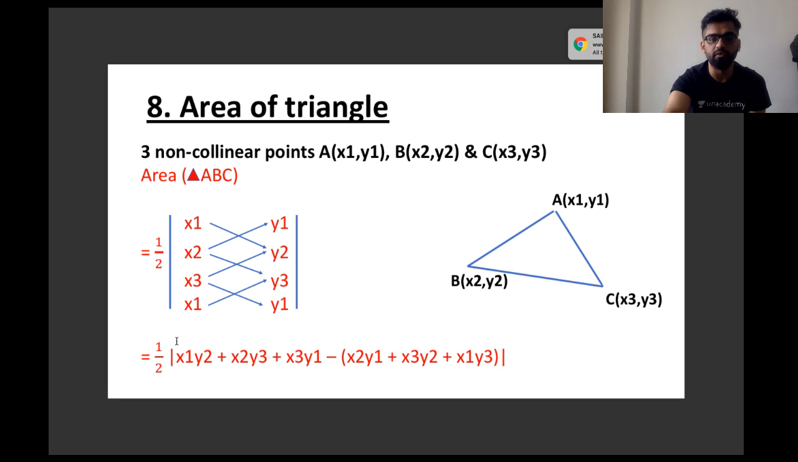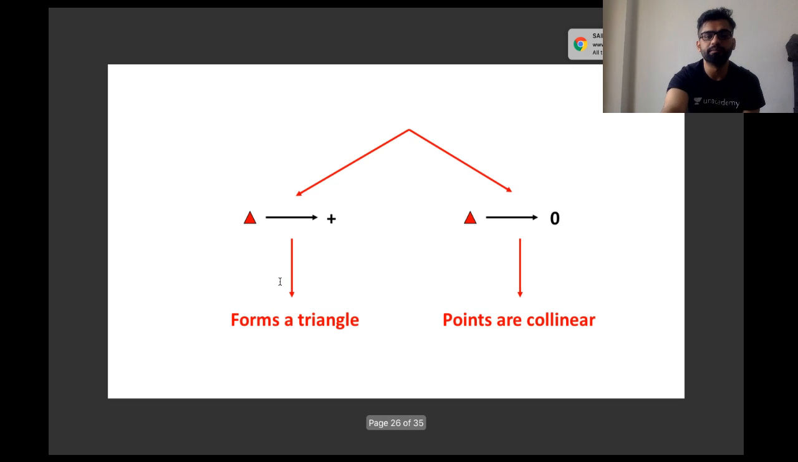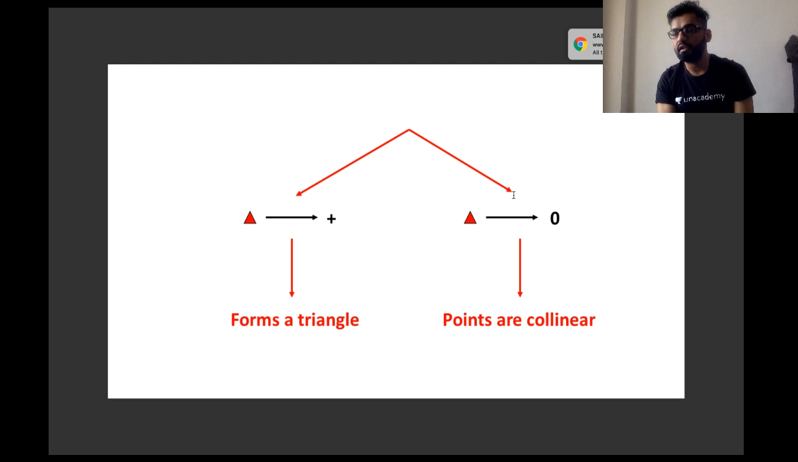So the area is going to be half of modulus of x1, y2 plus x2, y3 plus x3, y1, minus, in the bracket, x2, y1 plus x3, y2 plus x1, y3. Pretty simple. If you look at it this way, things are going to be very easy. Now, if the area turns out to be positive, that means the 3 points in discussion are non-collinear because they're forming a triangle. But if the area formed by these 3 points is 0, then these 3 points are collinear.